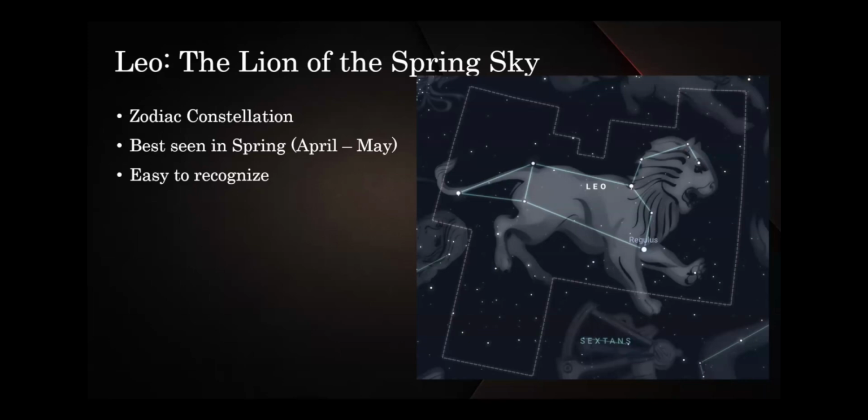It's one of the few constellations that actually resembles what it represents. It does make the form of an animal, a Leo, sorry, a lion. This is a good mix of bright stars, some mythology, and also some deep sky objects that we are going to talk about in our next slides.